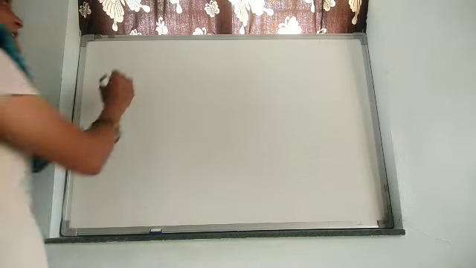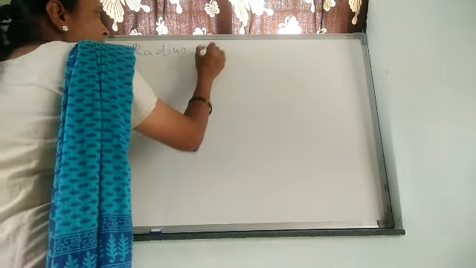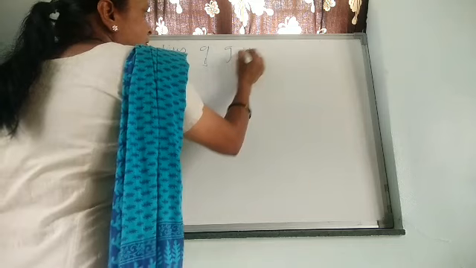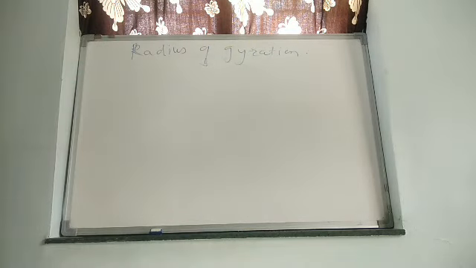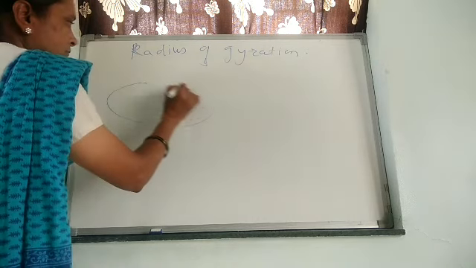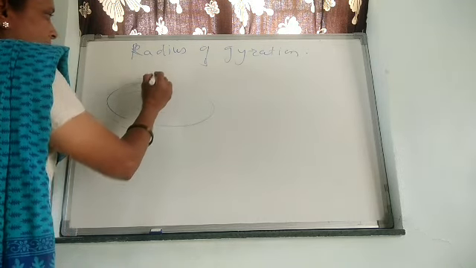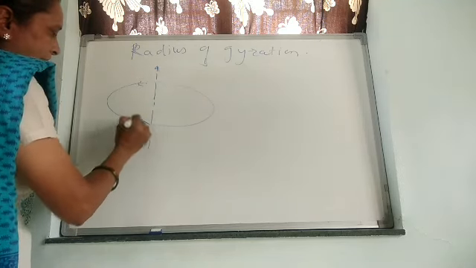Now one point we are going to see here is the radius of gyration. This is also important. What is this radius of gyration? See here. With the help of this figure, I can explain that.